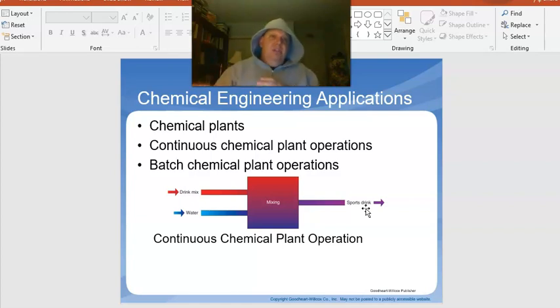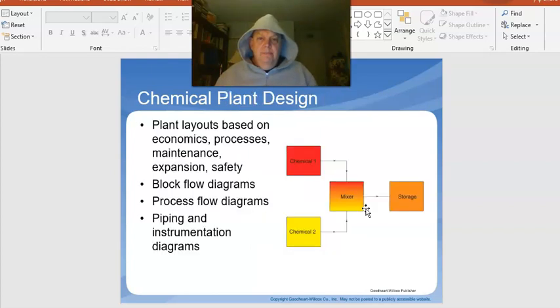And that might be a seasonal thing. Maybe you're making suntan lotion for the spring and the summer, and then by the time summer is about ended, you shut down production, and now you're going to make hand cream for little children. I don't know. But that's the idea behind batch chemical plant operations versus continuous chemical plant operations.